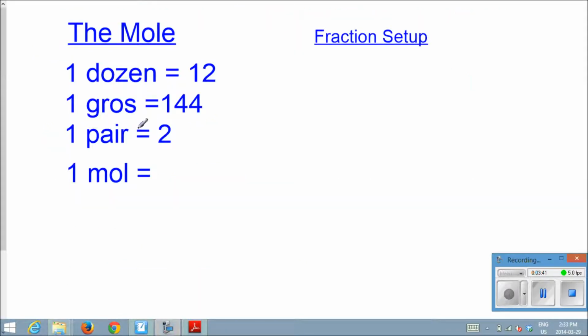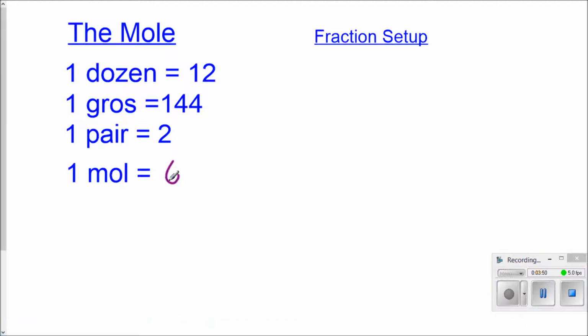A mole is a quantity just like a dozen is. 1 dozen is equal to 12, 1 gross is equal to 144, and 1 pair is equal to 2. Well, 1 mole is actually equal to this: 6.022 times 10 to the 23 things, okay?